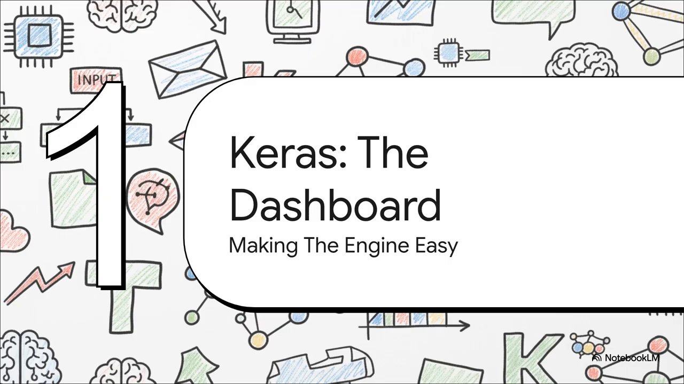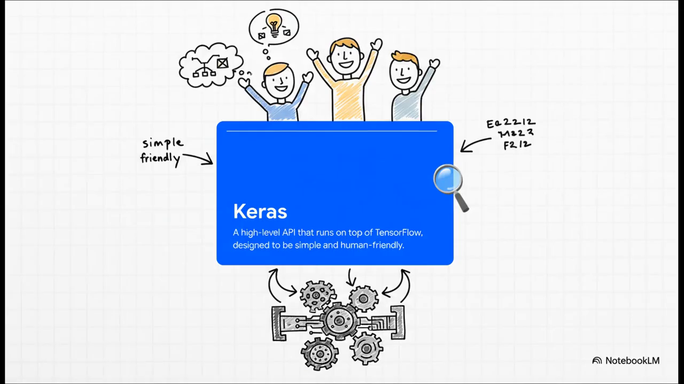If TensorFlow is that powerful, complicated engine, then Keras, well, Keras is the friendly, intuitive dashboard that lets you actually control the thing. Keras is what we call a high-level API. Now, API is just a way for software to talk to other software. The high-level part is the key here. It just means it was designed for us, for humans, to be able to read and write easily. Keras basically sits on top of TensorFlow, and it translates our simple, human-friendly commands into the complex instructions that the engine needs to do its job.